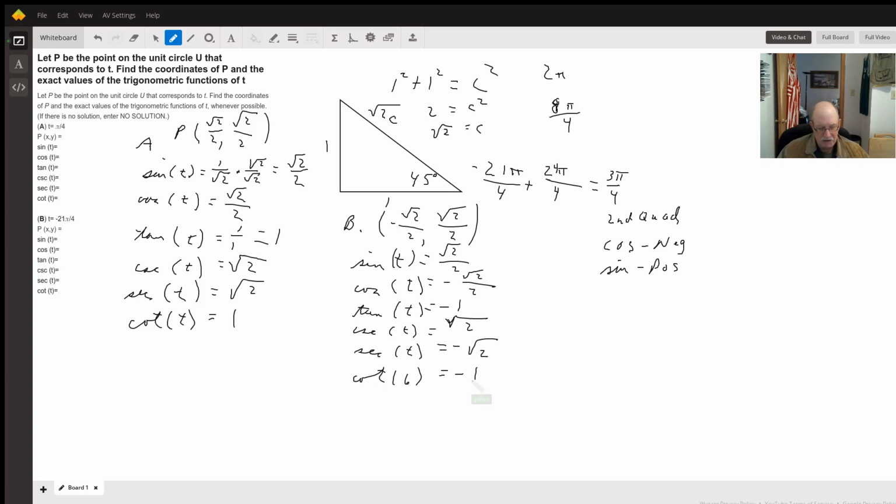So just to make sure those are right, let me check on the calculator, but I'm pretty sure I'm right. Let's do sine of -21 pi divided by 4. That comes out positive. Cosine of -21 pi divided by 4, and that came out negative. So those numbers are correct for -21 pi over 4.